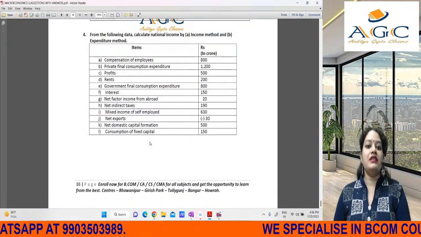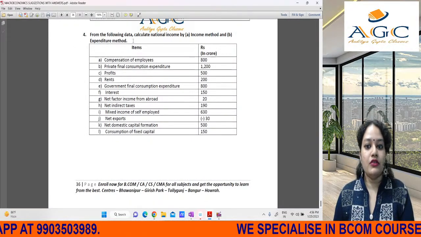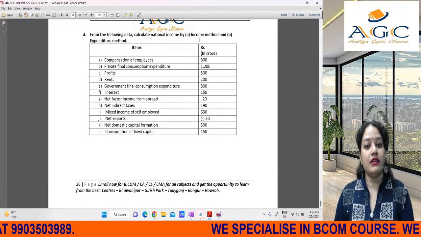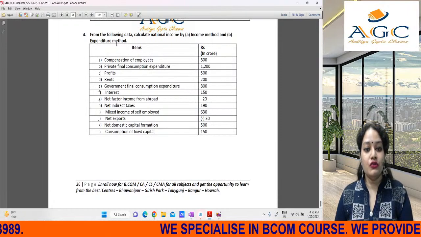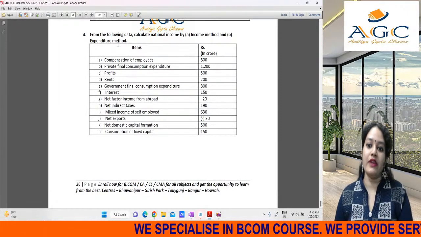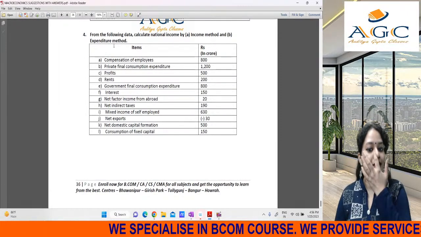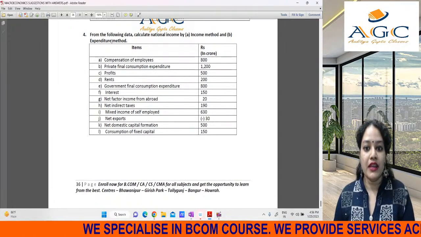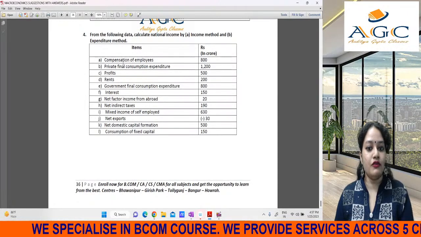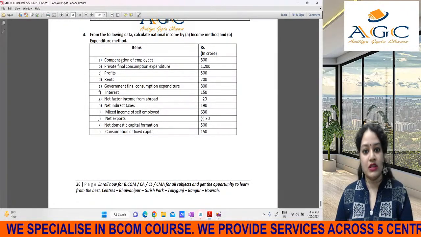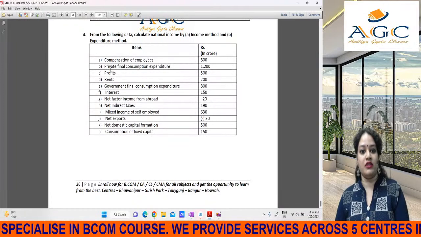Now see, in this you have been told to use your income method and expenditure method both, right? So first do your income method, then we will go to our expenditure method. We will be doing both the methods in this one. For the income method, I'm just telling you what are the things you have to take, and you will do the sum and write in the comment box what is the answer.